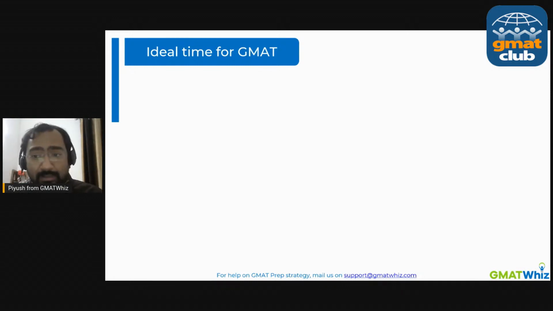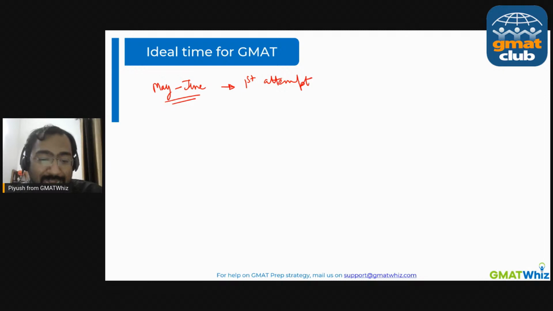But just to give you an approximate idea, my recommendation is to plan your GMAT by June max. Ideal time, May to June. Try to complete this first attempt of yours, and you should not think of it like, okay, this is going to be my first attempt, I'll have another attempt. No, you should give your 100% to get your GMAT done in the May-June attempt itself.